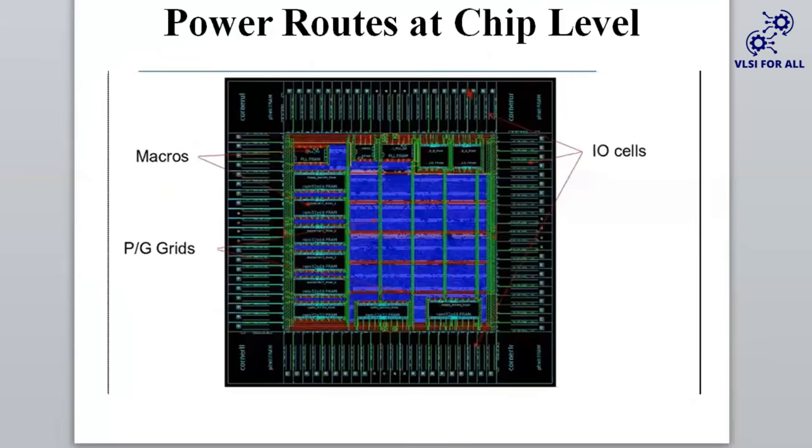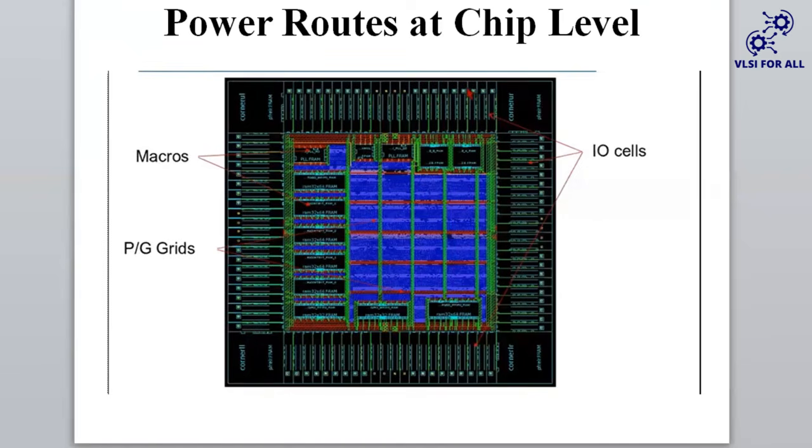Next, these are the power routes at chip level. There are two types of levels, that is chip level as well as block level. Right now, this is how power routes will be at chip level. Block level and chip level is a different topic. I'll let you know about it later on.